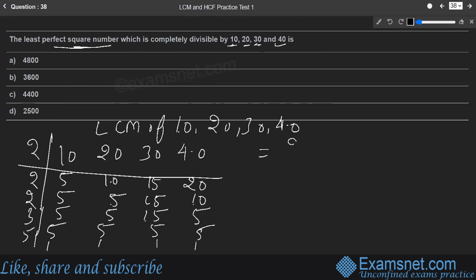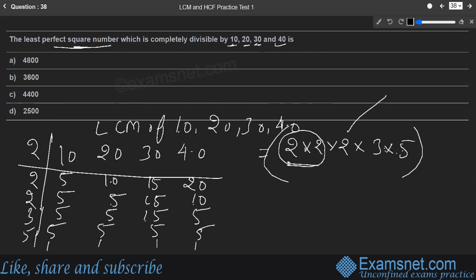So the LCM comes out as 2 into 2 into 2 into 3 into 5. But the number has to be a perfect square. The number can be a perfect square only when you have complete pairs of all these numbers. There should be a set of 2, 2 for all. So we are getting a complete pair of 2 into 2 here, but we are not getting the other half of this 2, the other half of this 3, and the other half of this 5.